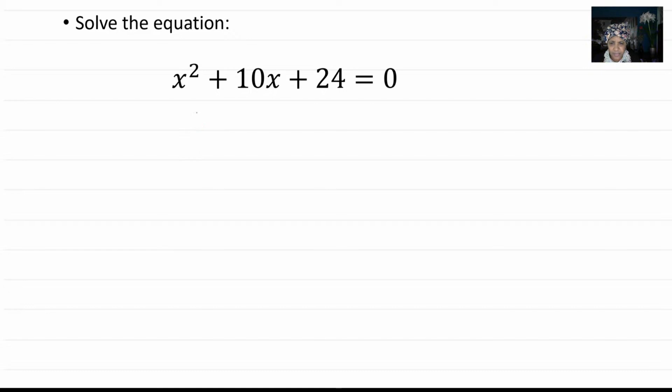Okay, right. We need to factorize before we can solve. One side is already 0, so we don't need to rearrange or anything. We just need to factorize. Okay, we need to look at the constant, right? And we need to look at the coefficient of x. What does coefficient mean? It means it's the number that is next to the variable. The variable, remember, is x. The coefficient of x is 10.